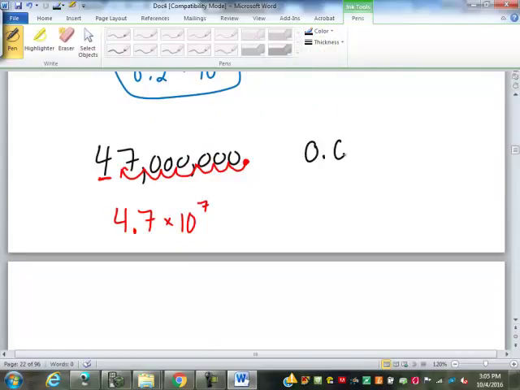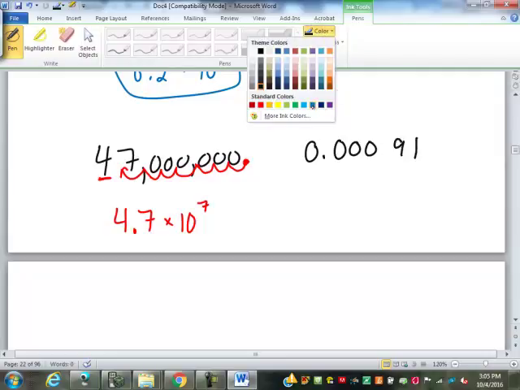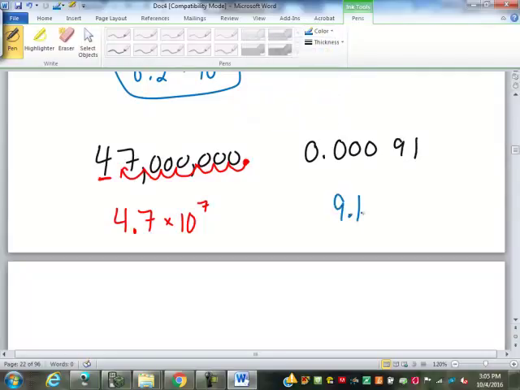So if we had 0.00091, I'm going to make that 9.1 times 10 to the, how many spots do I have to move my decimal point? I'm going to move it to here, so 1, 2, 3, 4. It's not going to be 4, though. It's going to be negative 4. And we know that because this is on the side of the decimal point that has the negative place values.